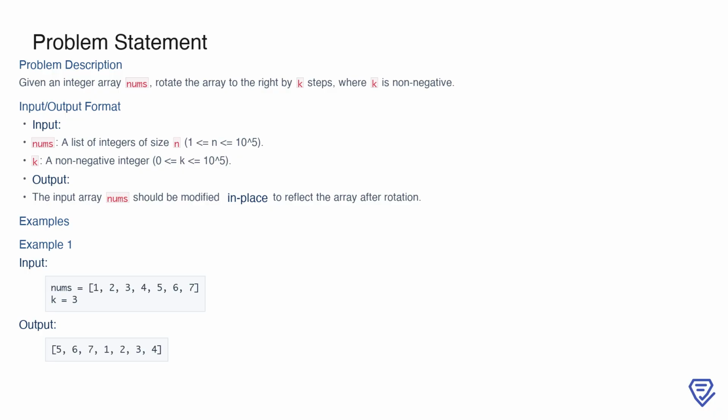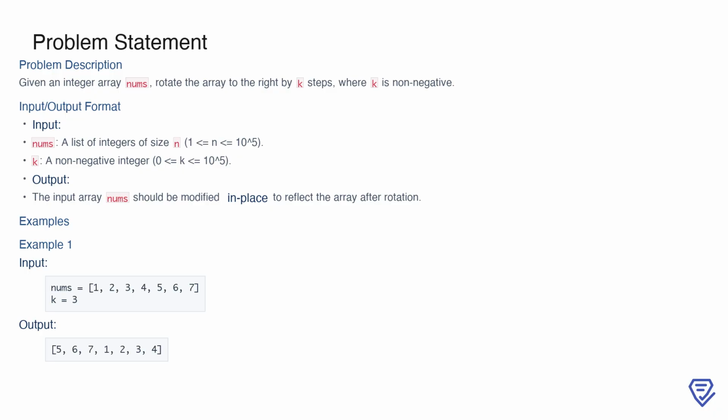Now, let's talk about the input and output format. The input consists of two things: the nums array, which contains integers and has a size between 1 and 100,000, and the integer k, which can range from 0 to 100,000. The output is the same input array, modified in place to reflect the rotation. This means you must adjust the elements of the array directly, without using extra memory proportional to its size.